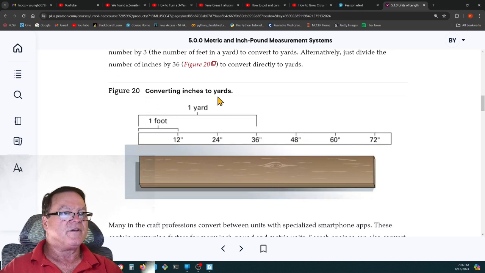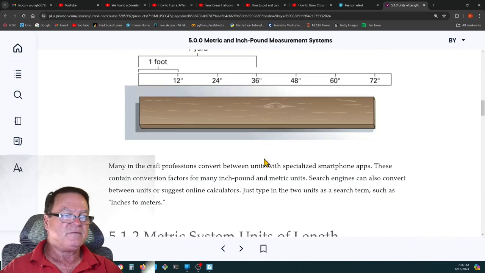Here's converting inches to yards. So we have 12 inches in a foot. We have 36 inches in a yard. A yard is 3 feet.